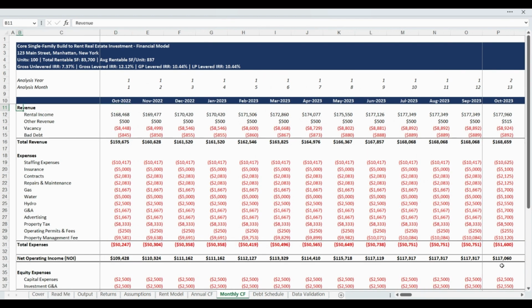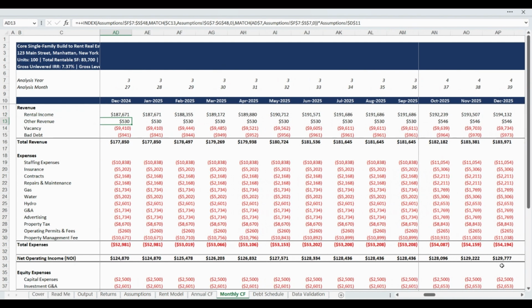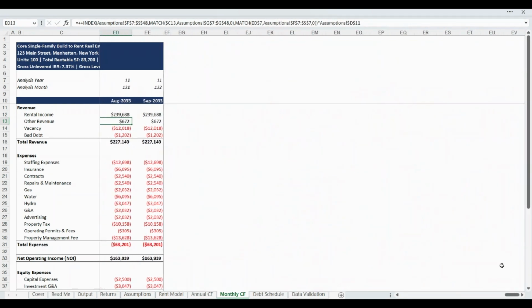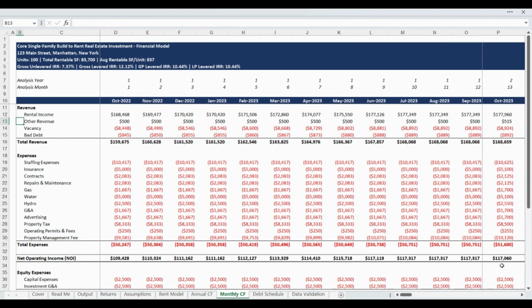The Monthly Cash Flow tab provides a monthly income statement for the investment. The statement begins with rental income, which is a monthly consolidation of the rent model forecast. Other revenue is calculated based off the per unit monthly assumption input for your analysis. Vacancy and bad debt are contra revenue accounts and make deductions from rental and other income to determine the effective monthly revenue.